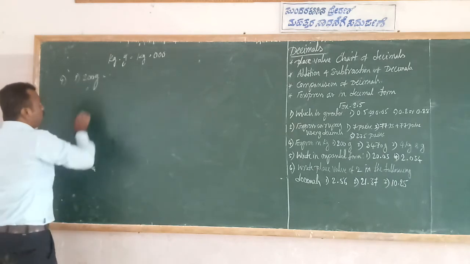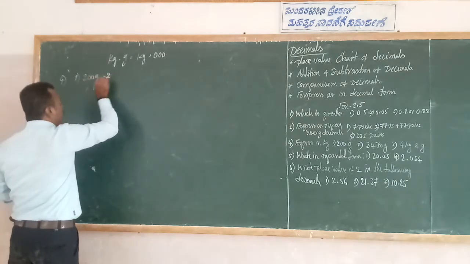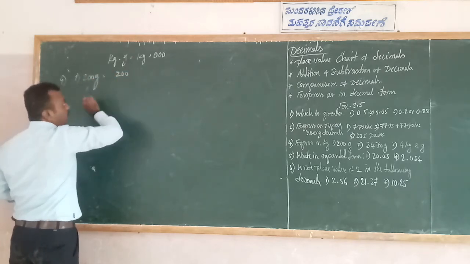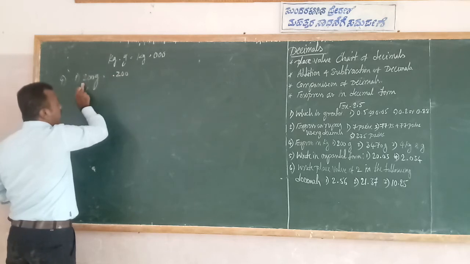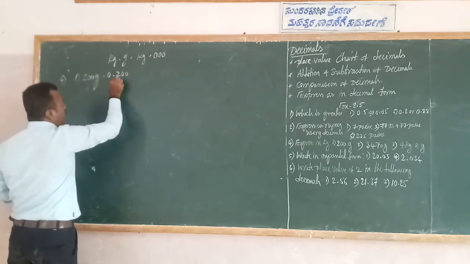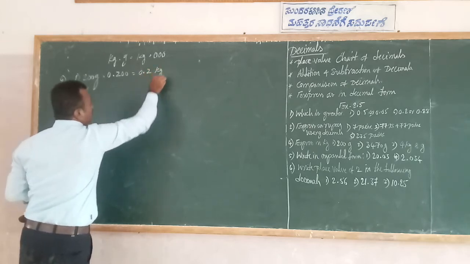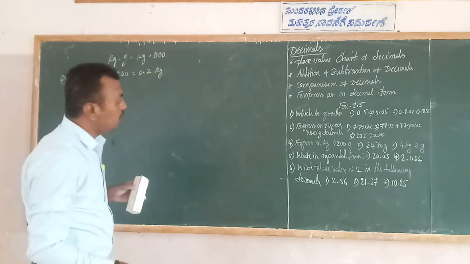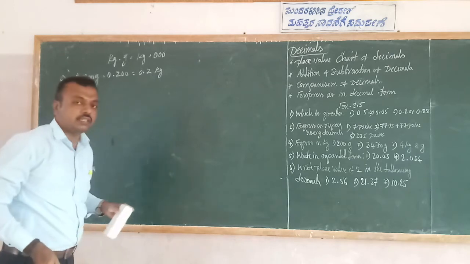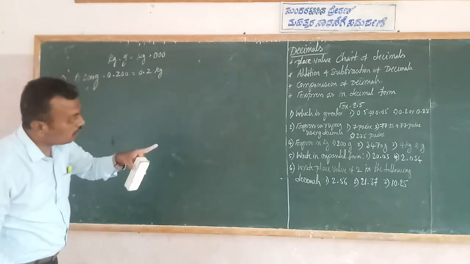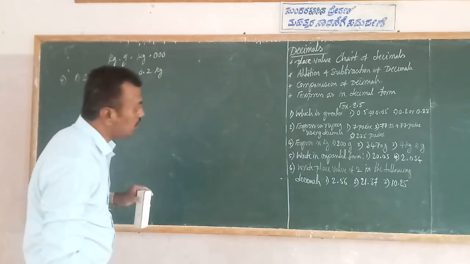So 200 gram, we have to fill the decimal places. Kg is there, no kg, therefore 0. So 0.200 is nothing but 0.2 kg, expressed in kg form. Can you understand? So like that, the second question.